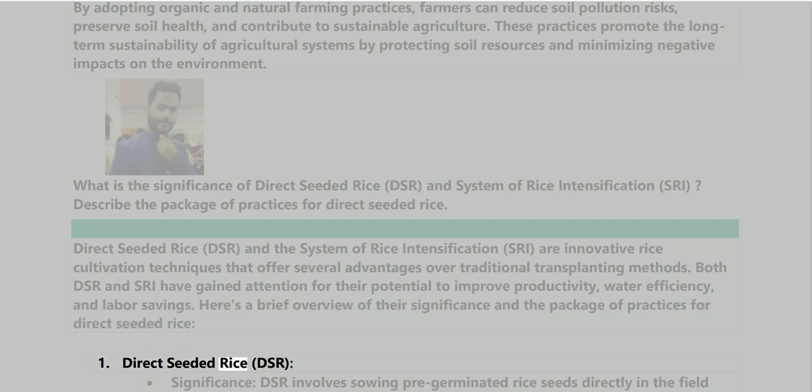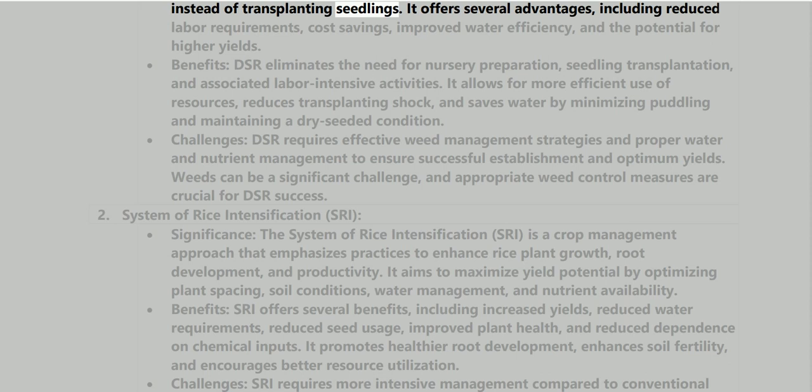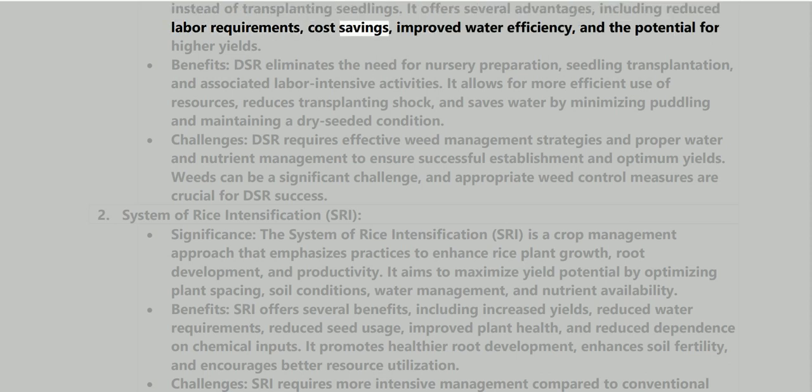1. Direct seeded rice, DSR. Significance. DSR involves sowing pre-germinated rice seeds directly in the field instead of transplanting seedlings. It offers several advantages, including reduced labor requirements, cost savings, improved water efficiency, and the potential for higher yields.